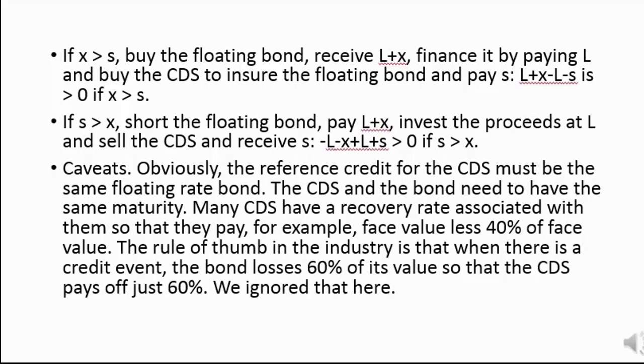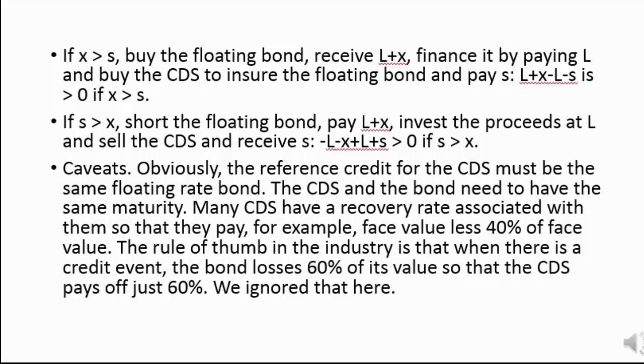And let's check. So we'll run a couple of scenarios. The first scenario is reminiscent of the bond stories, or the option stories, that we had a long time ago. So here's the scenario. If X, that fixed amount on LIBOR, is greater than the spread on a credit default swap, why don't we buy the floating rate bond, receive LIBOR plus X, finance it by paying LIBOR, like we just said, buy the credit default swap, and pay S. When you net that together, it comes out to be greater than 0.